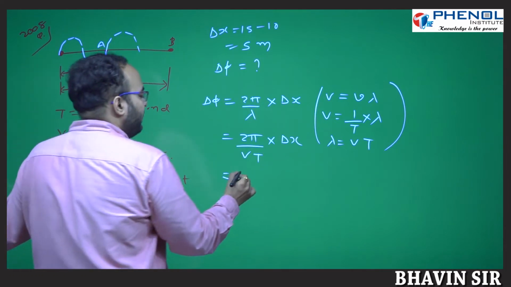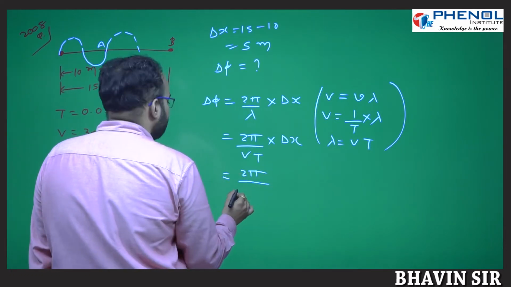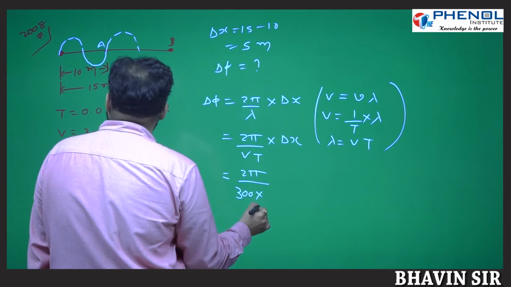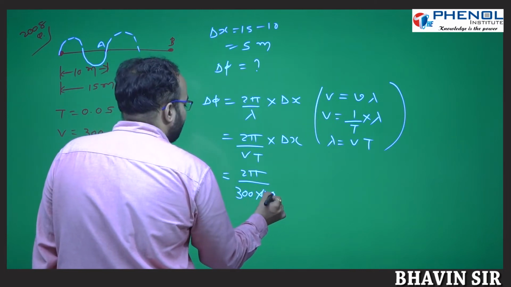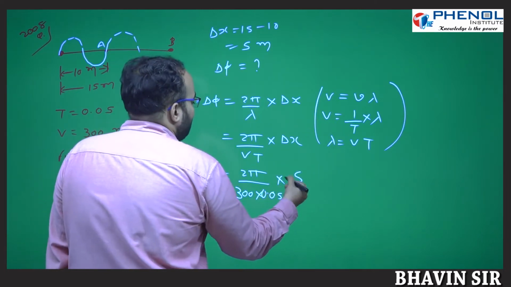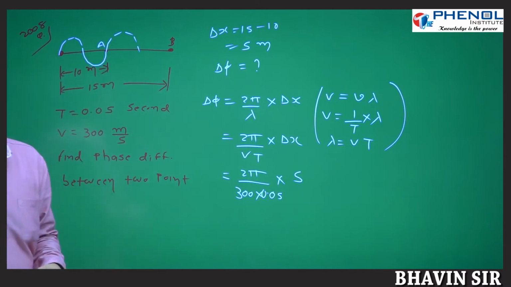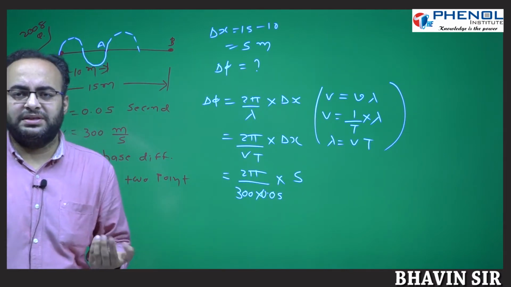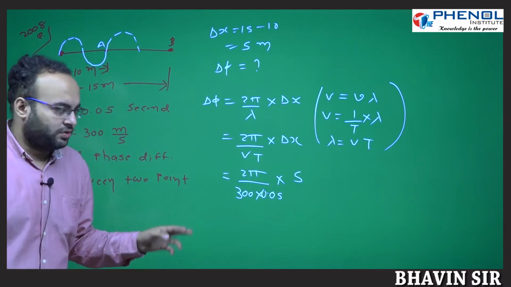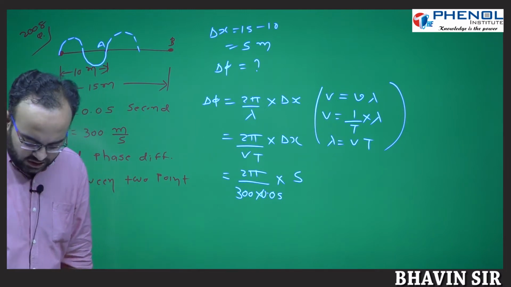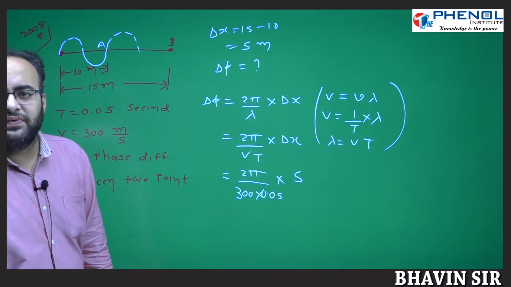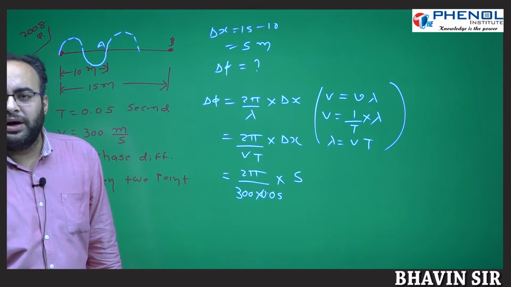So 2 pi. What is the speed? 300. What is the time period? 0.05. See, 0.05 means 5 by 100. So the zeros cancel, 5 cancels. So the final answer is, students, 2 pi by 3.